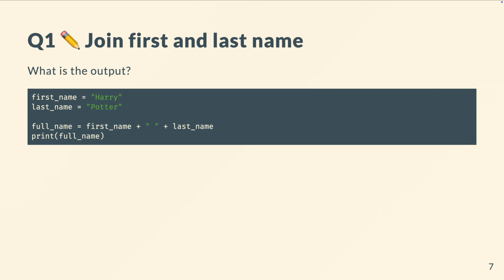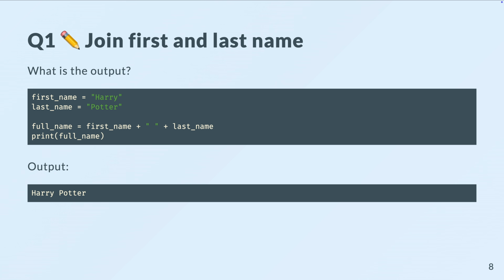Now your turn. First name is Harry and last name is Potter. We join the first name, then a single space, then the last name. What will the program print? Pause the video and predict the output. Let's check. It prints Harry Potter. We join the word Harry, then a single space, then the word Potter.